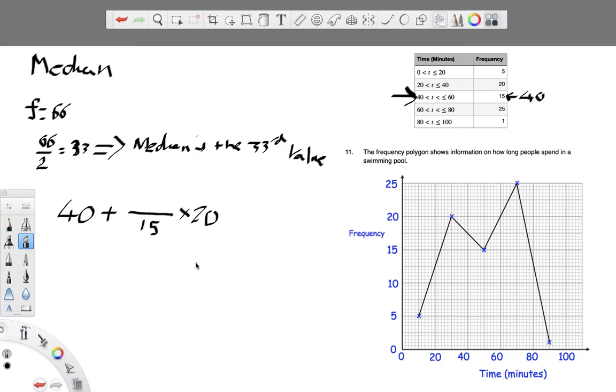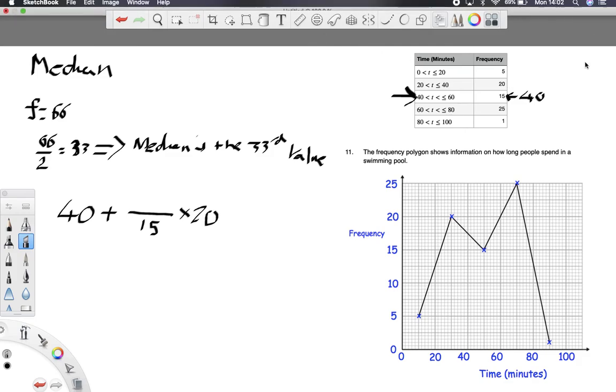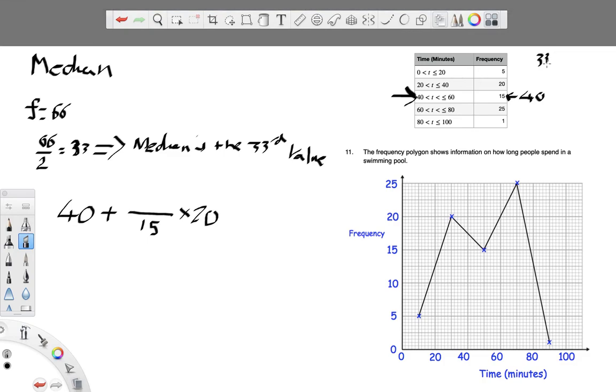Okay, so the problem we've got is obviously this part on the top of the fraction here. And that's how far we've gone into that class. Well, the first two classes gave us 25. And we're after the 33rd value. So if we do 33 minus 25, so I'm just going to do a little bit of rough work up here. If we do 33 minus 25, well, that will give us 8. So therefore, to find the 33rd value, we know we've had to go 8 values into this class here. So 8 values. Okay. And then this here is going to give us the median.